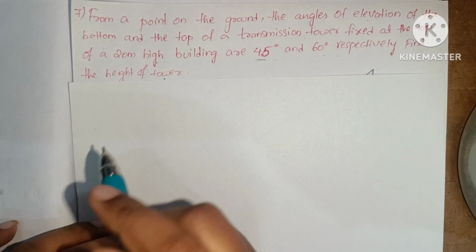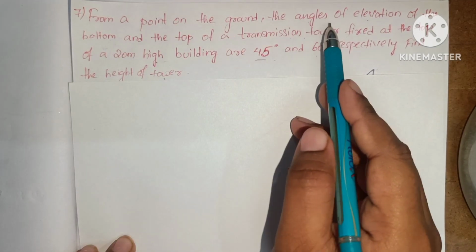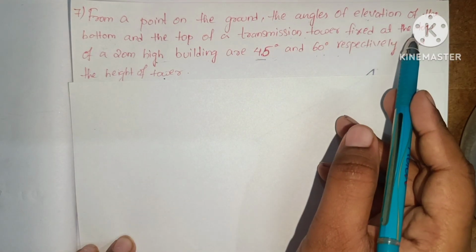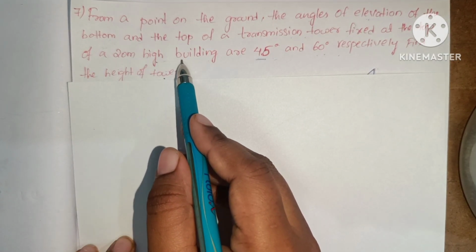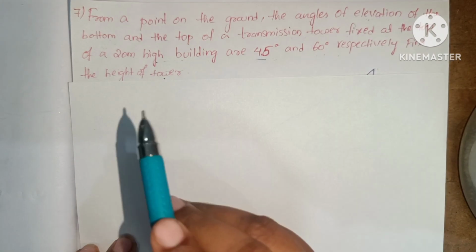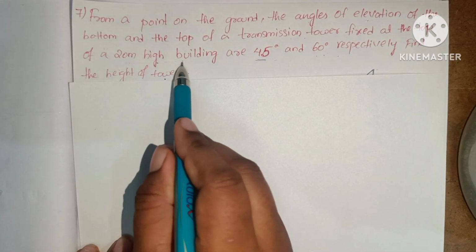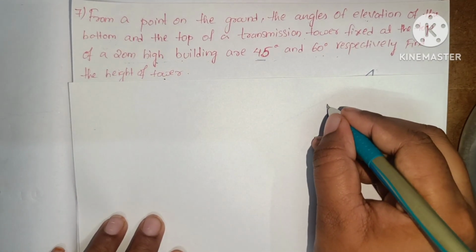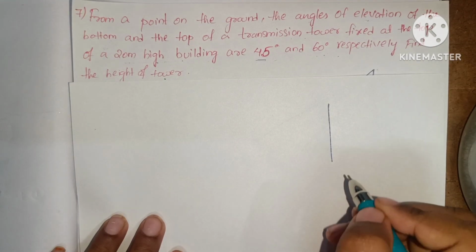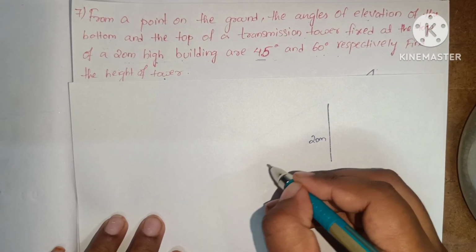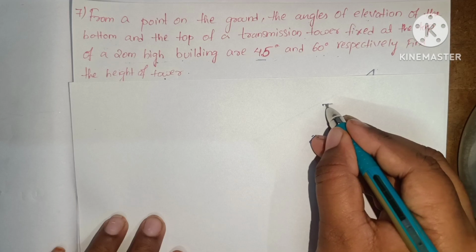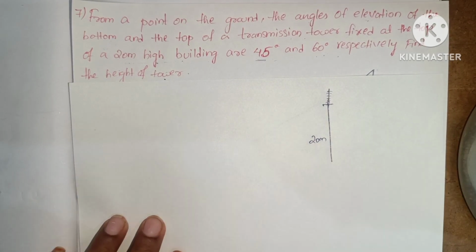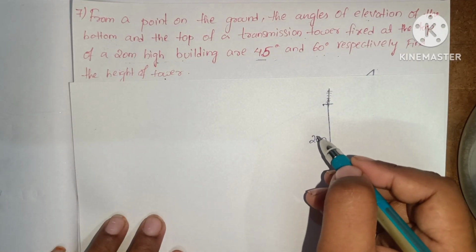Okay. So see here, from a point on the ground, the angle of elevation of the bottom and the top of a transmission tower fixed at the top of a 20-meter high building are 45 degree and 60 degree. So by this what did you understand? There was a 20-meter high building. I told you, when any high building or anything is given, you have to draw one straight line. So this height, how much? 20 meter. On this high building, there was one tower. We don't know the height of the tower here.